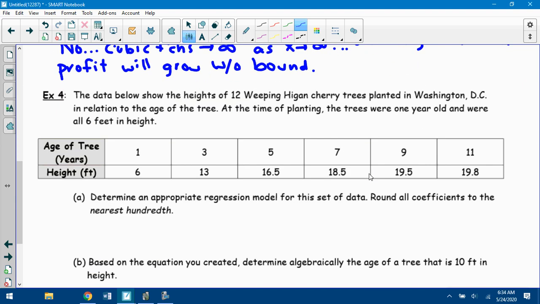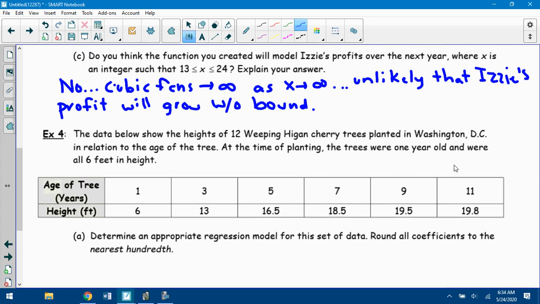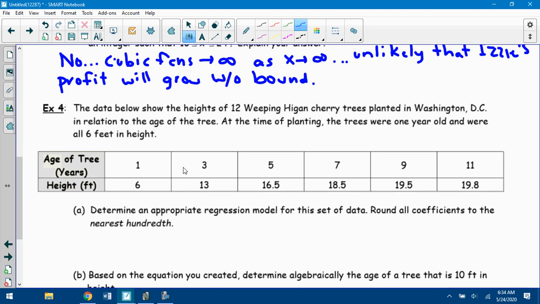All right, I got one more for you, then we're done. The data below shows the heights of 12 weeping Higan cherry trees planted in Washington, D.C. Washington, D.C. is known for its cherry tree festival. In relation to the age of the tree, at the time of planting, the trees were 1 year old and were all 6 feet in height, so they all started the same. And now these are the heights of the trees after a certain number of years.